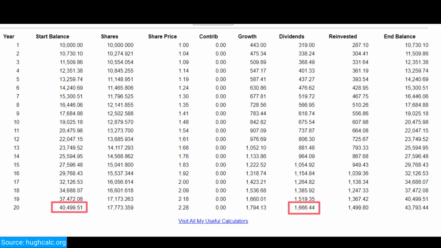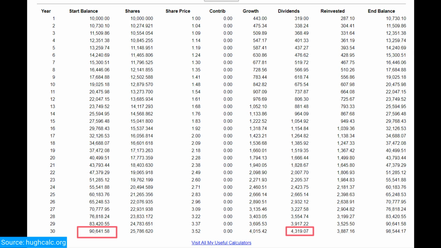If we do that, our $10,000 in 20 years will have quadrupled to $45,000, and we will be getting $1,666 in yearly dividends. Let's check the results on the 30th year. Our $10,000 went up 9 times to $90,000, and the dividends per year went up to $4,300, giving us a yield on cost, which means the yearly dividend on our original investment, of 43%.